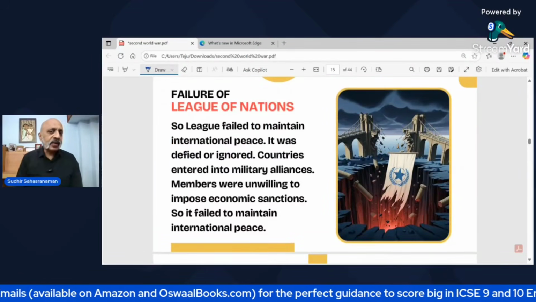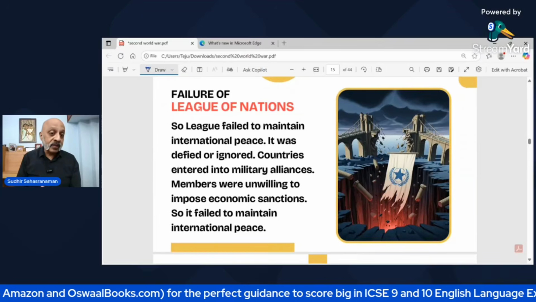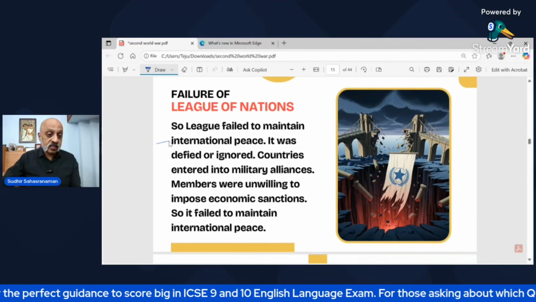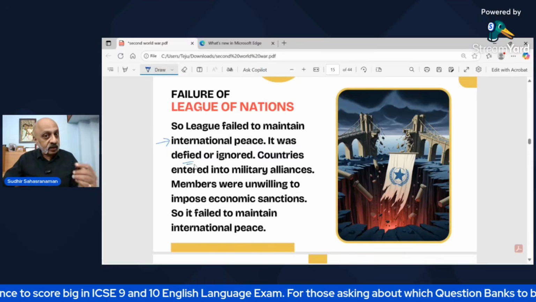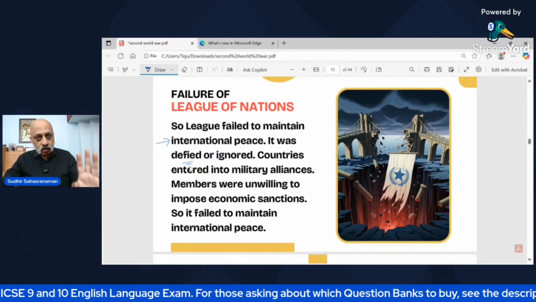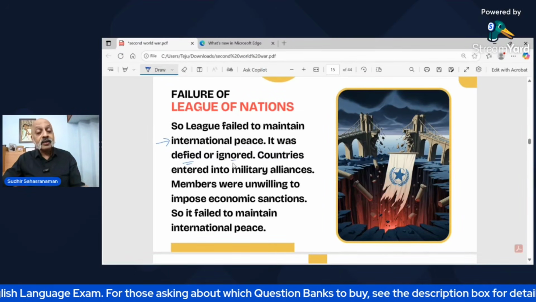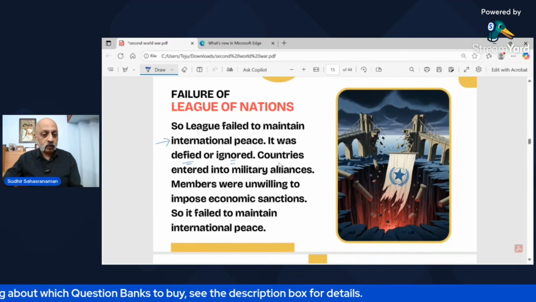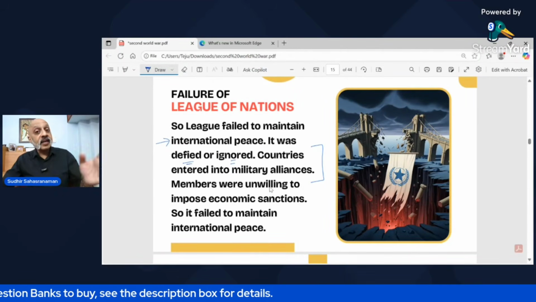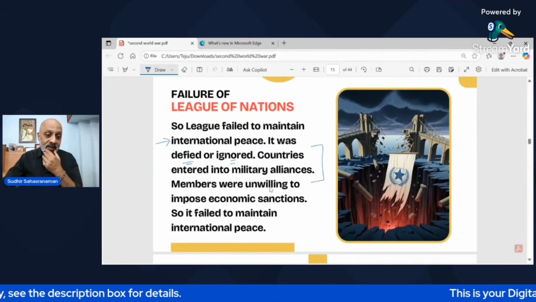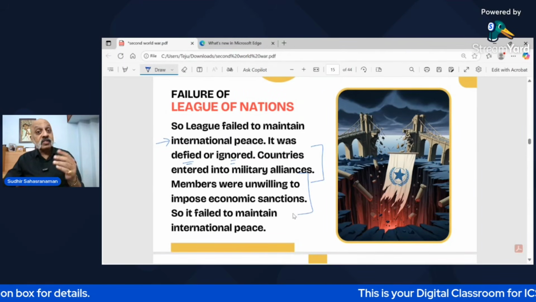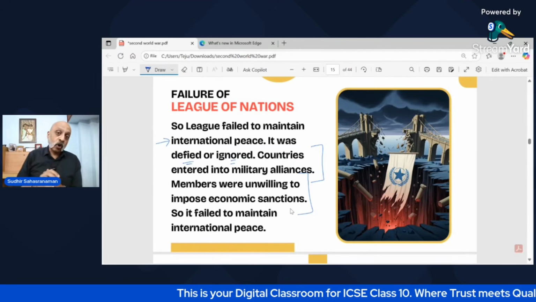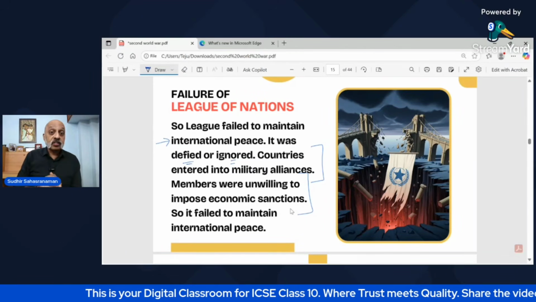So the failure of the League of Nations, this used to be the emblem of the League of Nations. It failed to maintain international peace. This is very important. It was either defied when it said something, they said we will not care, or they just ignored it. The League of Nations also ignored what was happening. Countries, as a result, entered into all kinds of military alliances. The members were supposed to impose economic sanctions if somebody did something wrong, like the United Nations is doing right now.